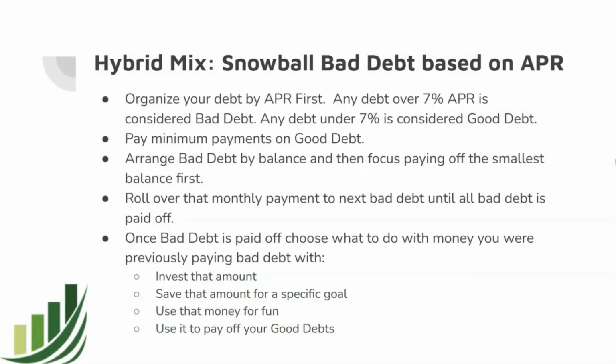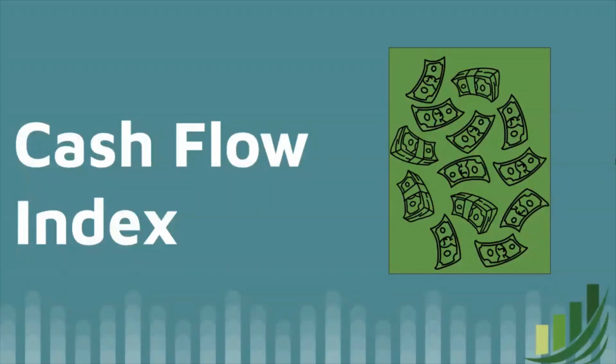You're going to roll over that monthly payment to the next bad debt until all bad debt is paid off. Once it's paid off, you get a chance to pick what you want to do with that money, which is you could invest that amount, you could save that amount for a goal, you could use that money for fun, or you can continue to pay off your debts to be completely debt-free if that's your goal.